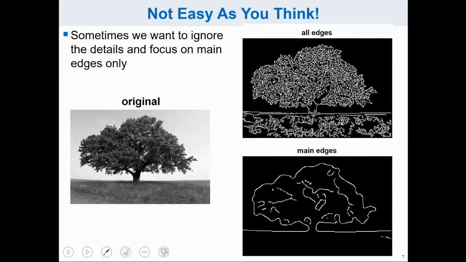So let's look at some of the examples, as we see here, for a picture of a tree. If we look at this tree and we apply edge detection with certain parameters, we can detect all the edges over there. You will see this image, and then maybe someone will come and say, I only want to see the main edges of the image and the tree, and then we will get this image here.